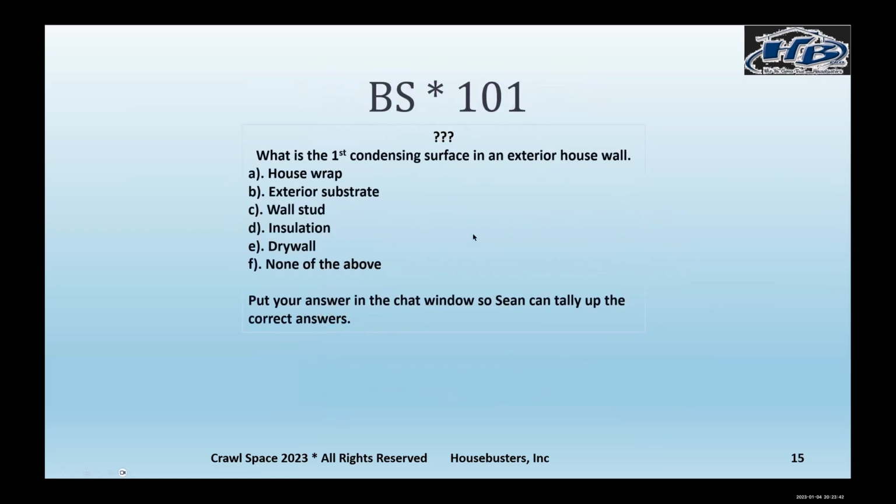Now, what is the first condensing surface in an exterior house wall? It's a trick question. What is the first condensing surface in an exterior house wall? House wrap? Exterior substrate? A wall stud? Insulation? Drywall? Or is it none of the above? Put your answer in the chat window so Sean can tally them up after class is over, and we'll see how we weigh out. Next month, we'll go into this and give you some answers. But this helps you understand a little bit about what the first condensing surface is. It's a really trick question, and unless you understand building science, you're not going to understand this.